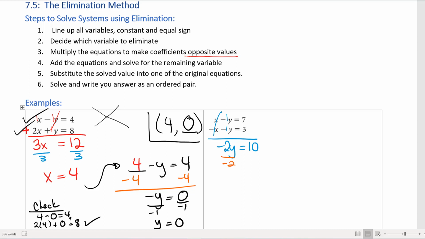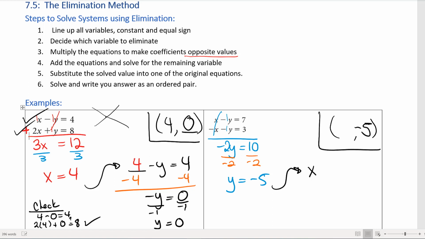Now when I solve for this equation, I can divide both sides by -2 and get y is equal to -5. So in my answer, I have the y answer first this time. Then I have to plug it into one of the two equations at the top. I don't really care which equation you pick.